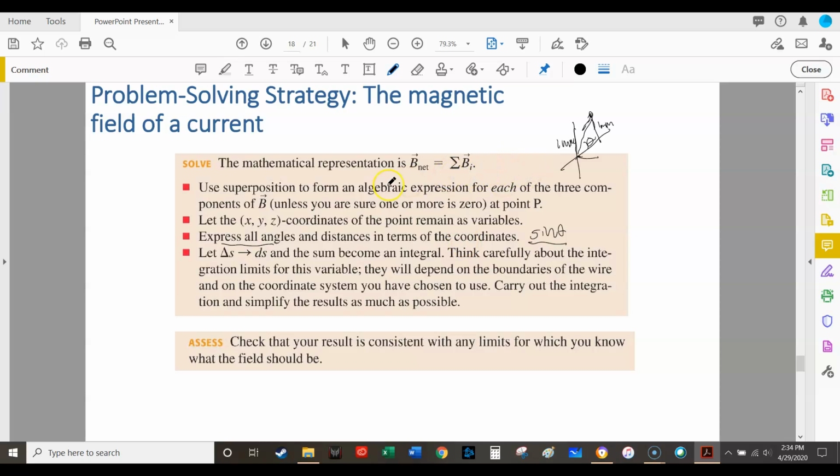With current carrying wires, it's actually a little bit easier. You just need to know what the current is, okay, and the distance to it. And then you'll use your right-hand rule to establish the direction of it.